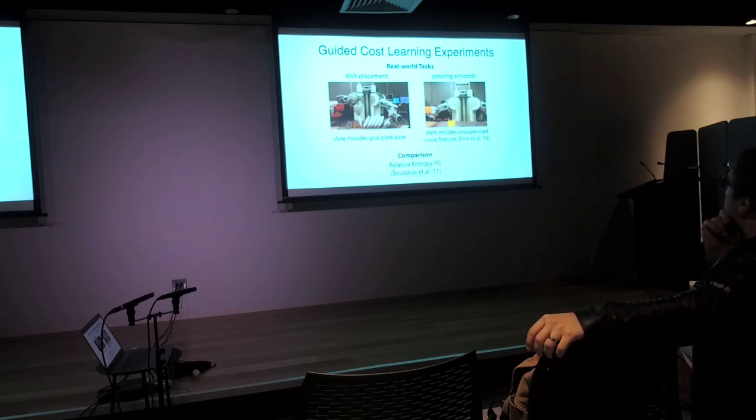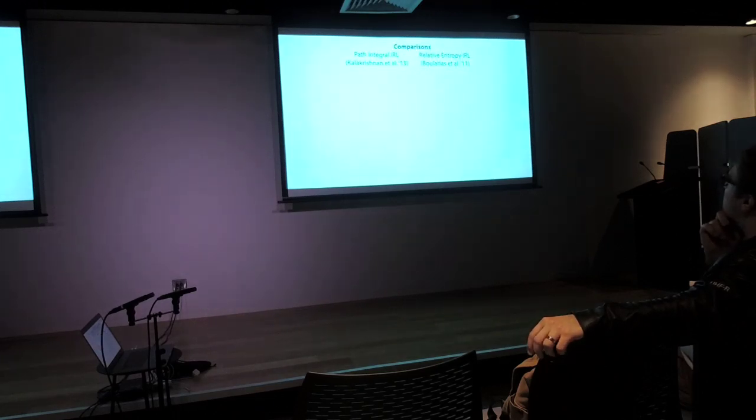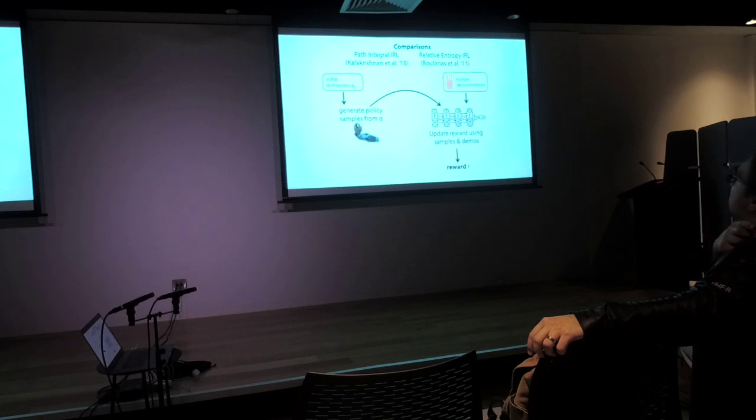And then we compared to a method called relative entropy inverse reinforcement learning. What both these methods do is essentially, instead of using the iterative procedure to generate a sampling distribution for estimating a partition function, they just pick some distribution to sample from and use samples from that distribution to estimate the partition function. So as a result, the partition function estimate can be quite off if the distribution isn't a good distribution.